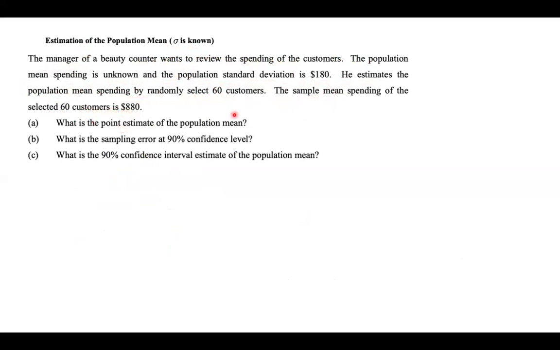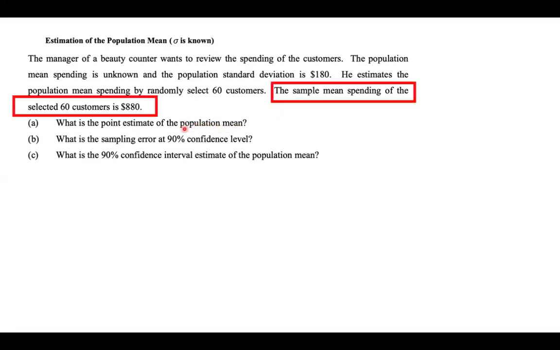So what is the point estimate of the population mean? By definition, the point estimate is the same as the sample mean spending. So that would be 880. So we can say that the point estimate of the population mean is $880.